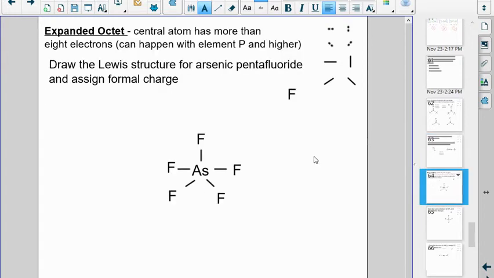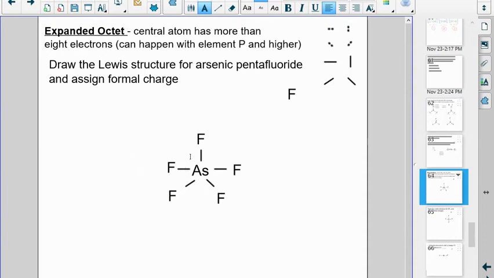We have incomplete octet. We also have expanded octet. Expanded octet means we have more than 8 electrons around that central atom. A good example here is our arsenic pentafluoride. Arsenic is in group 5, so it has 5 valence electrons. We have the 5 fluorines, which have 7 each. So we end up with 40 total valence electrons.